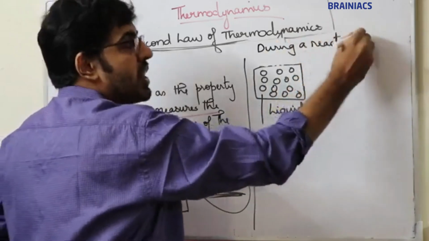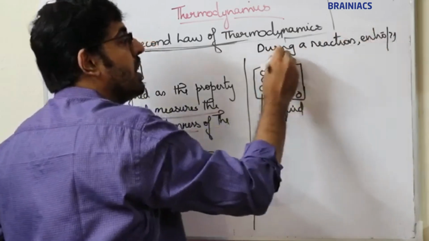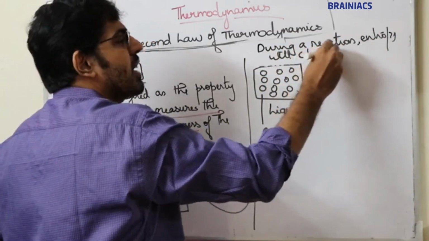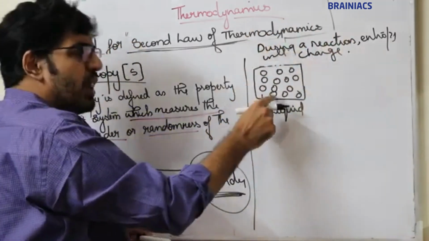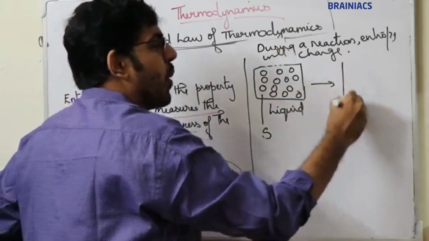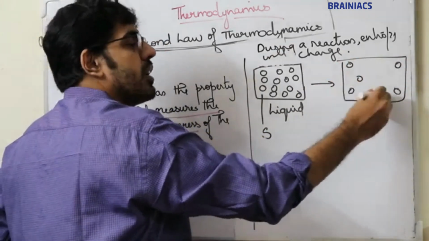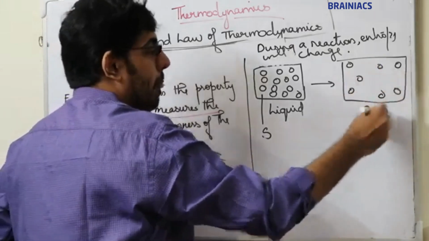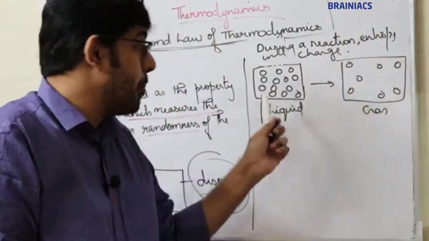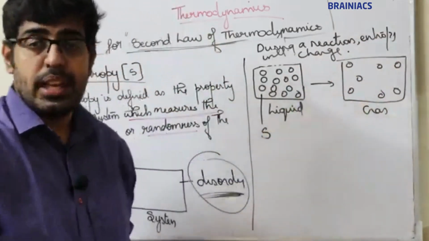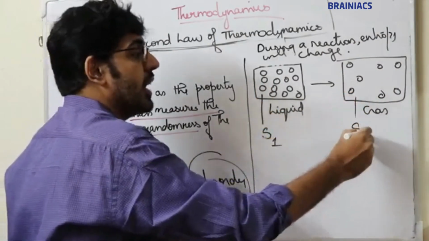entropy will change. During a chemical reaction or physical reaction, entropy will change. For example, if liquid evaporates to form gas, disorder increases because in gas, molecules are more loosely packed compared to liquid. That means disorder increases. Let the disorder of liquid be S1 and let the disorder of gas be S2.